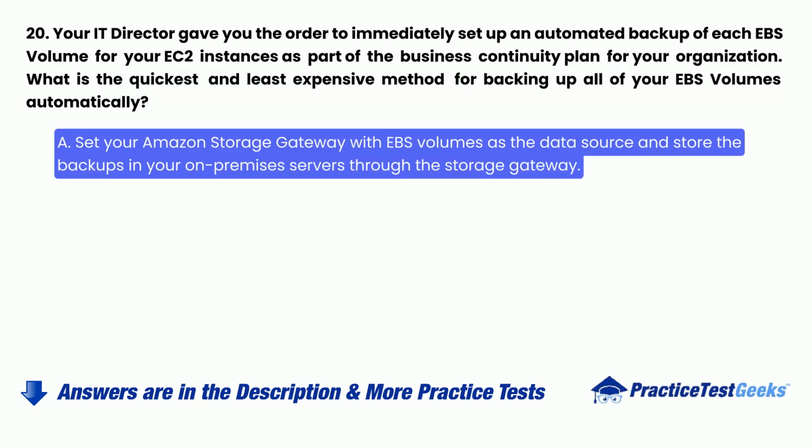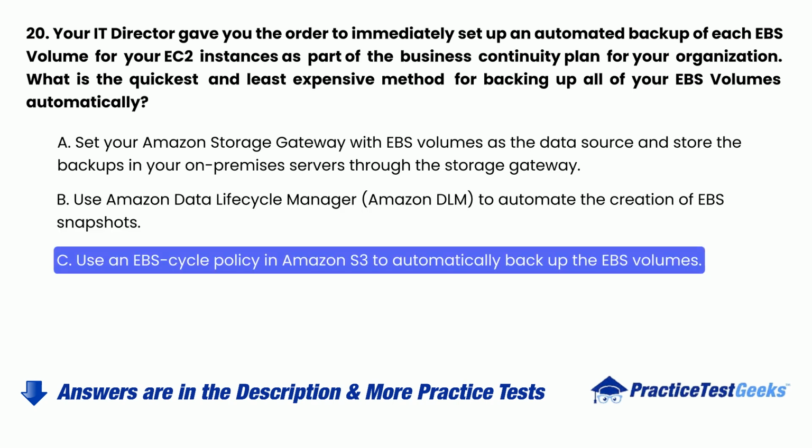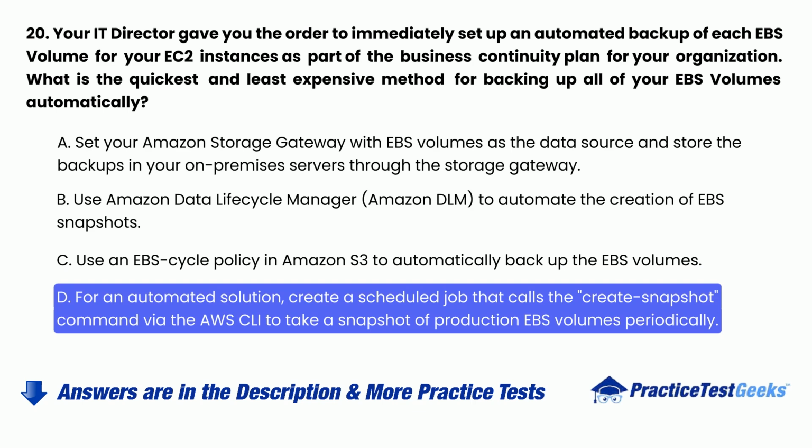A. Set your Amazon Storage Gateway with EBS volumes as the data source and store the backups in your on-premises servers through the Storage Gateway. B. Use Amazon Data Lifecycle Manager, or Amazon DLM, to automate the creation of EBS snapshots. C. Use an EBS cycle policy in Amazon S3 to automatically back up the EBS volumes. D. For an automated solution, create a scheduled job that calls the create snapshot command via the AWS CLI to take a snapshot of production EBS volumes periodically.